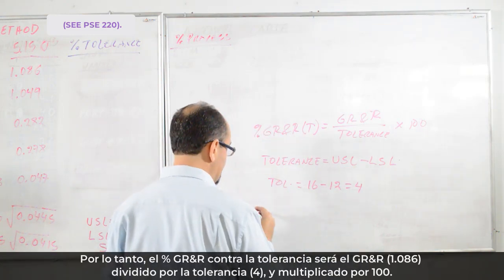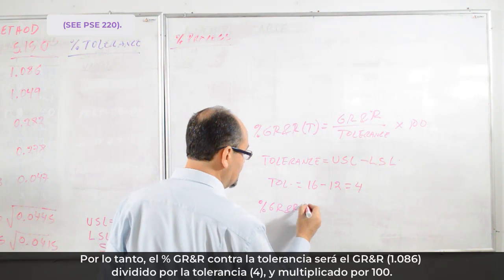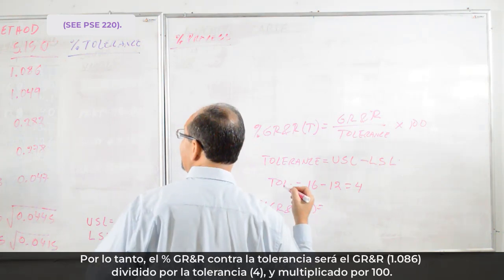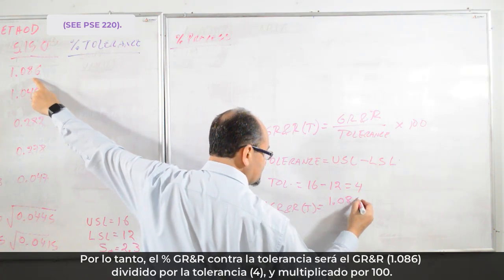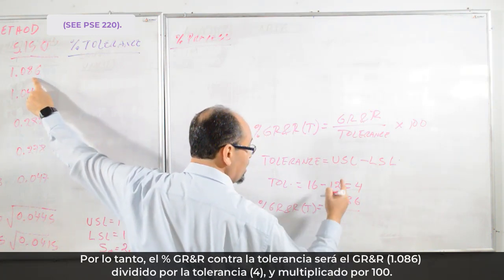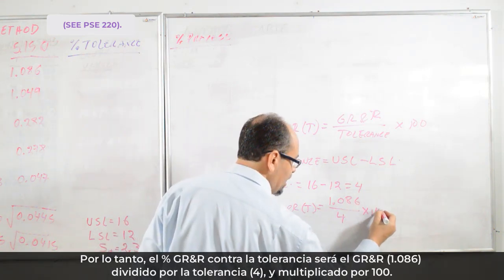That's why the percentage of GR&R against tolerance will be the GR&R, which is 1.086, divided by the tolerance, which is 4, times 100.